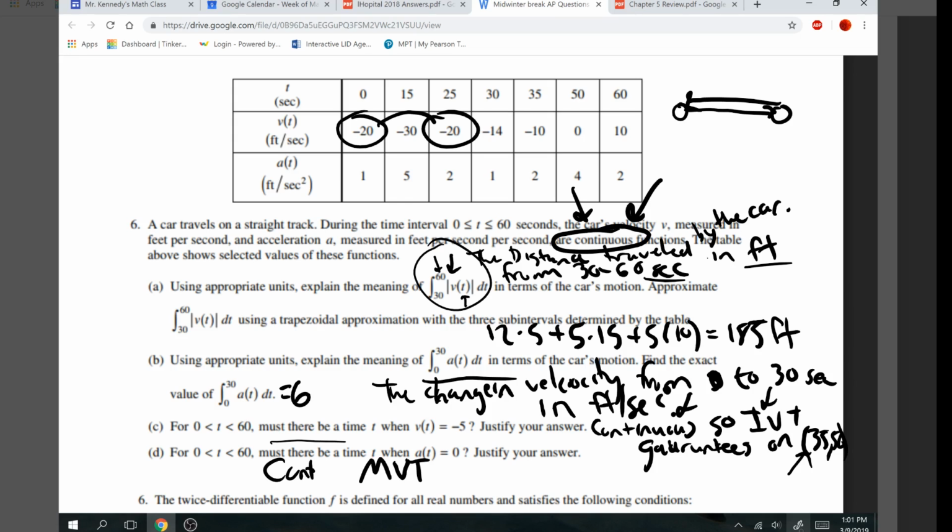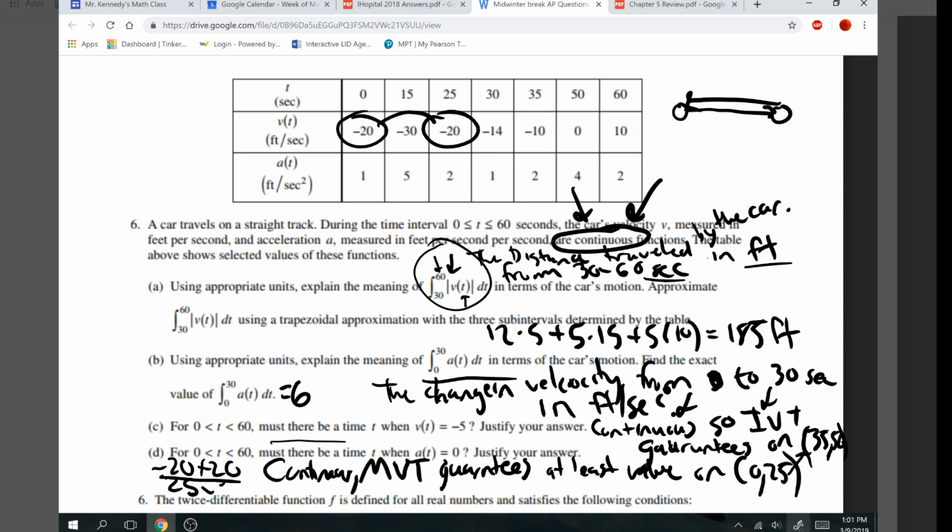So it's continuous. And the mean value theorem guarantees at least one value on 0 to 25. And that's kind of the big idea. On the actual AP test, make sure you show your math so they know what you're thinking, so you're not just swinging it. Like, here's the average rate of change, and that equals 0, wow. And so now it definitely guarantees.